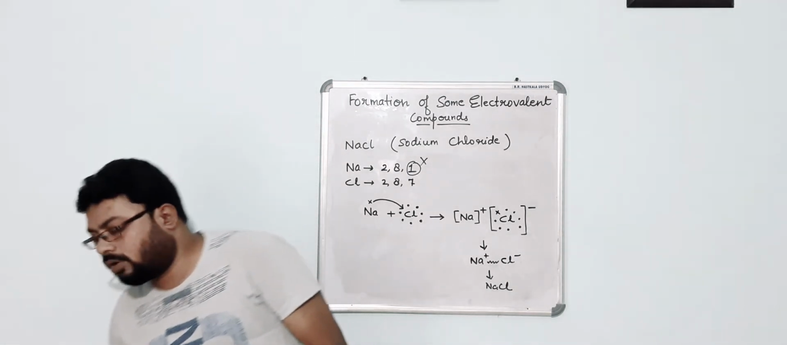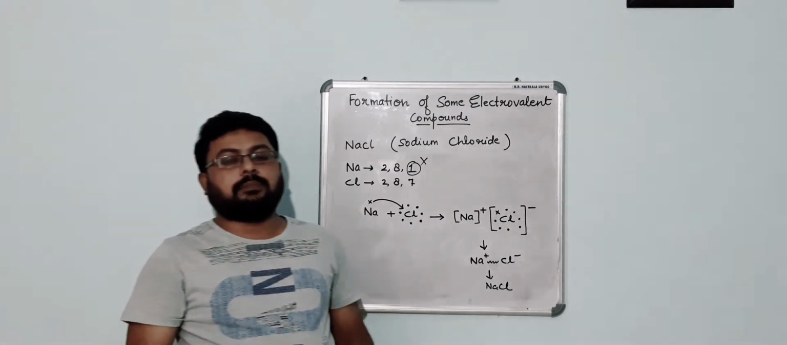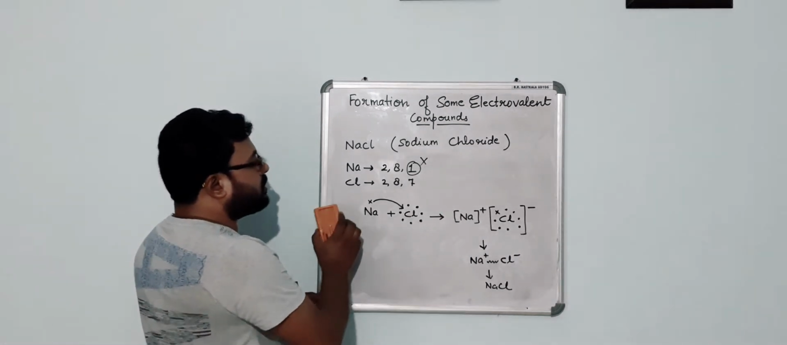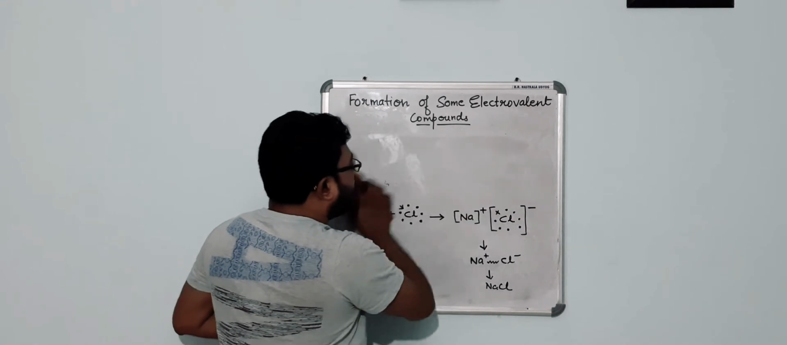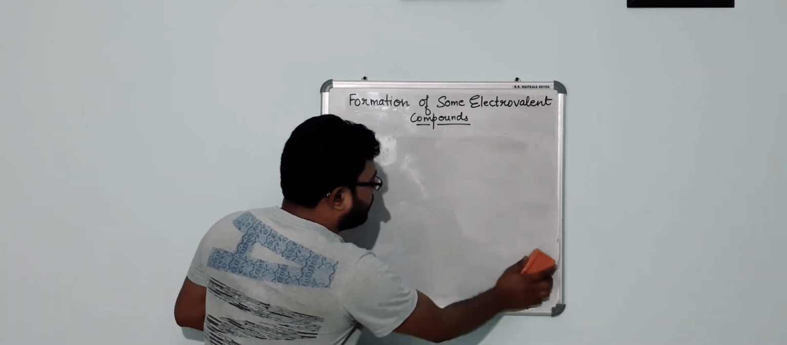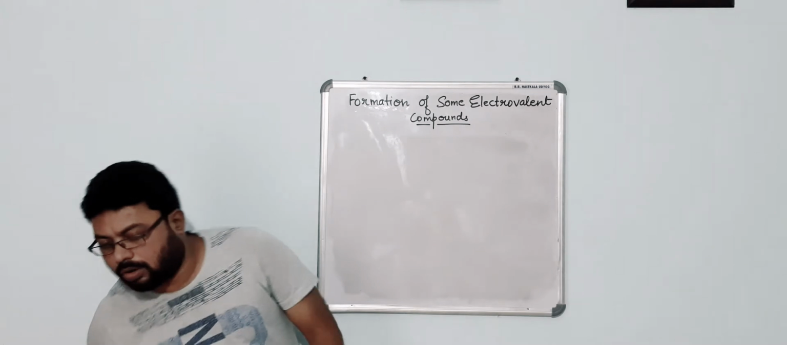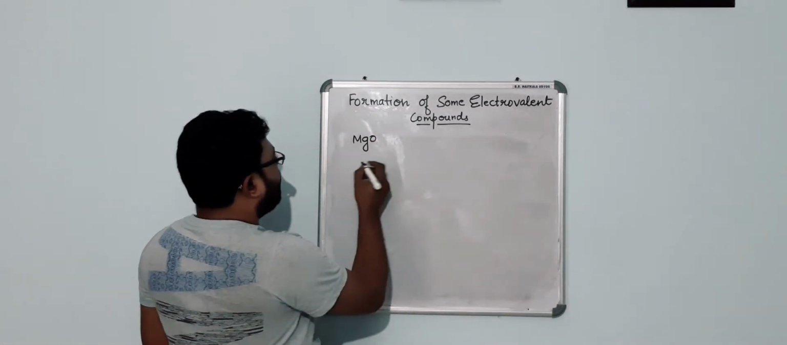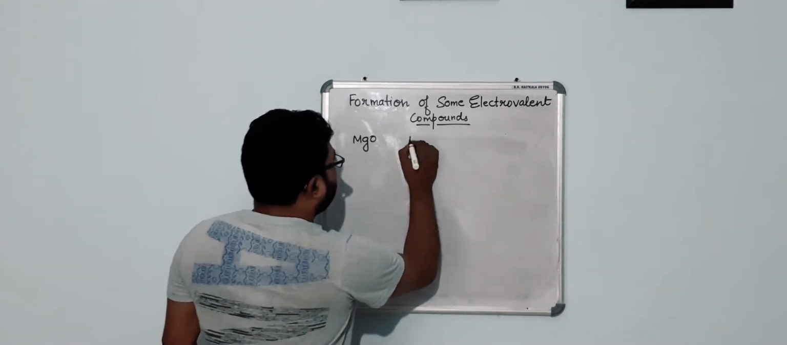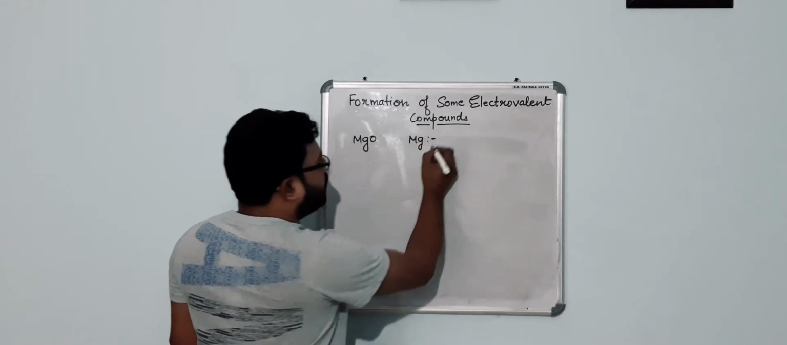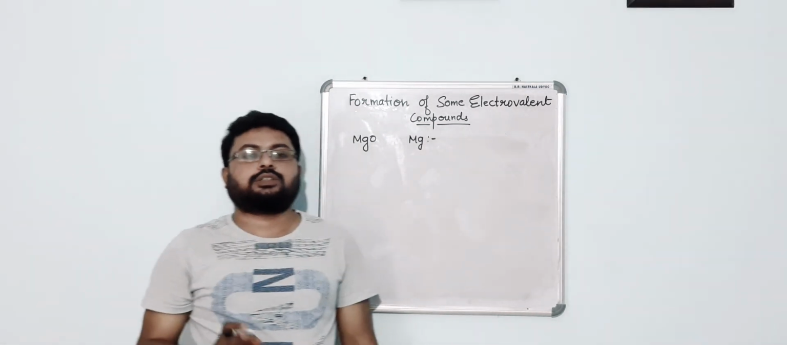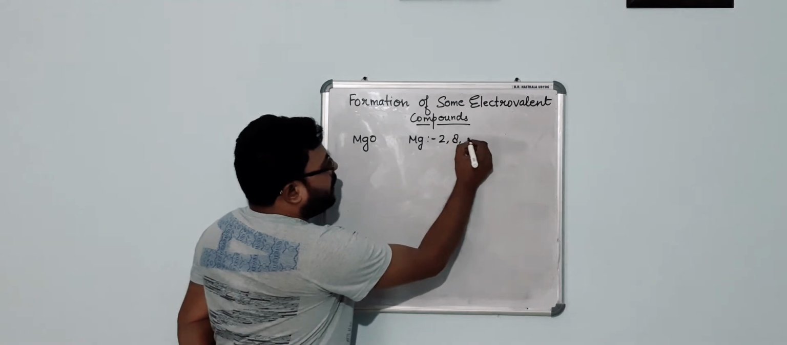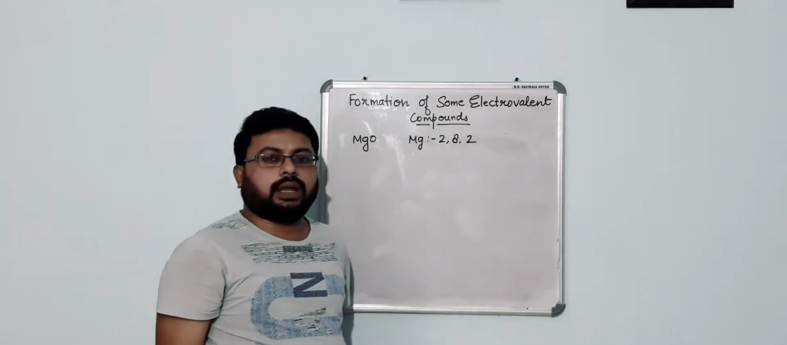Now let us just move on to the next one, that is magnesium oxide. Okay, so I am just going to erase this. Now let us talk about magnesium oxide. Now in magnesium oxide, see, MgO, this is it. Now if we look at magnesium, magnesium's atomic number is what? 12. It is 12. Okay, so 12 means 2, 8 and 2. Okay, 2, 8 and 2.